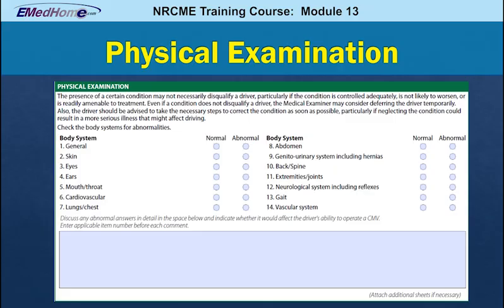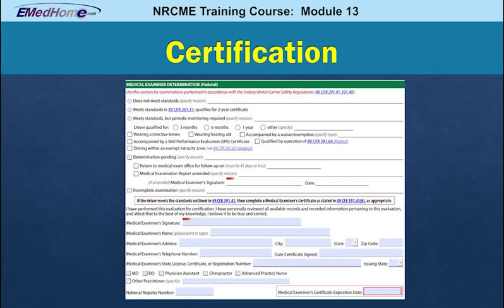Physical examination may indicate the need for additional evaluation and tests. Specialists, such as cardiologists and endocrinologists, may perform additional medical evaluation, but it is the medical examiner who decides if the driver is medically qualified to drive. Document the certification decision, including the rationale for any decision that does not concur with the recommendations. Document the certification decision in the space provided for certification status.